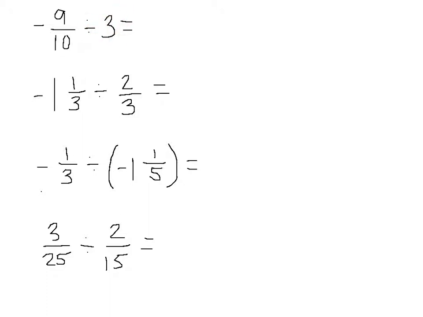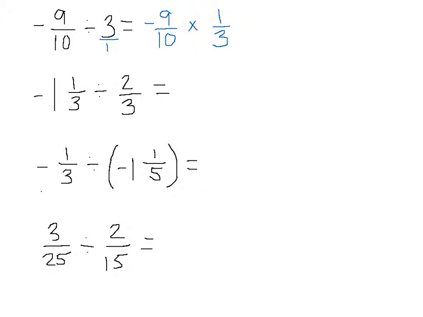Something that a lot of people forget about whole numbers like 3, it's still technically a fraction. All whole numbers can be put over 1. So I can rewrite this problem as negative 9/10 because we keep the first fraction, we change the sign from division to multiplication, and we flip the second fraction to 1 over 3. So that is our keep, change, flip right there.